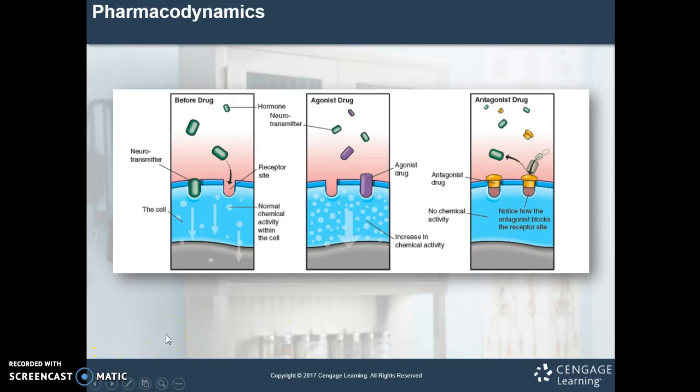An antagonist drug will prevent not only the action from happening, but won't let the neurotransmitter that normally affects that receptor bind either. So it's what we call a blocker.